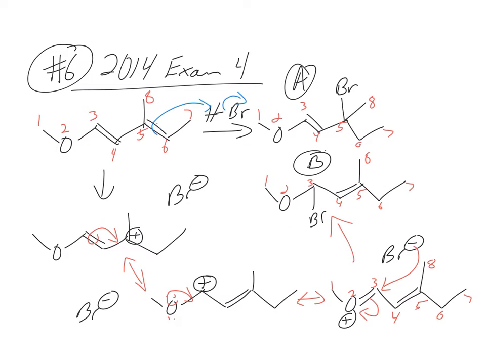Do we see that? No? So you have three intermediates. You have intermediate A, intermediate B, and intermediate C. Right? Which intermediate is the most stable?